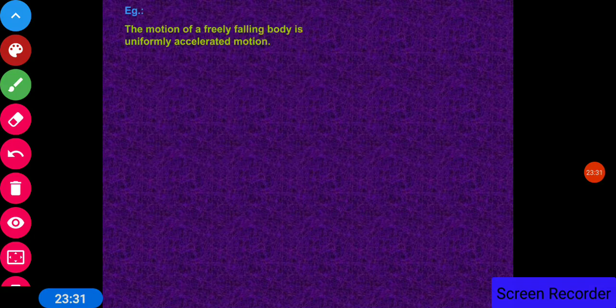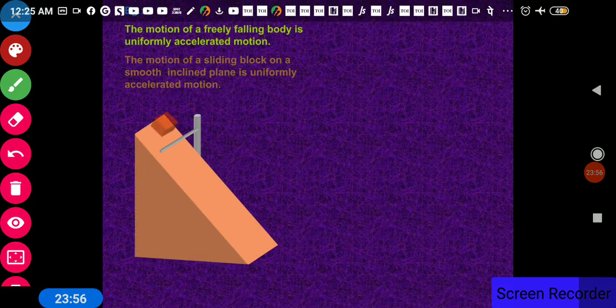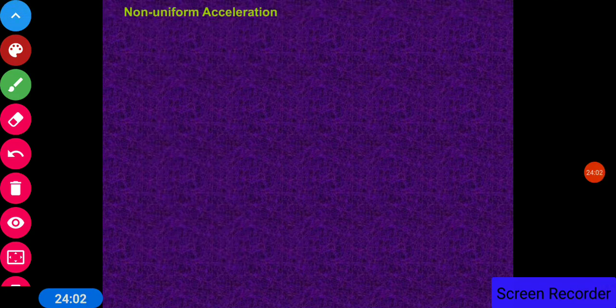For example, the motion of a freely falling body is uniformly accelerated motion. When the body is falling freely, it falls with acceleration equal to the acceleration due to gravity. So it is moving with uniform acceleration. That ball is moving with uniform acceleration. The motion of a sliding block on a smooth inclined plane is also an example of uniformly accelerated motion.